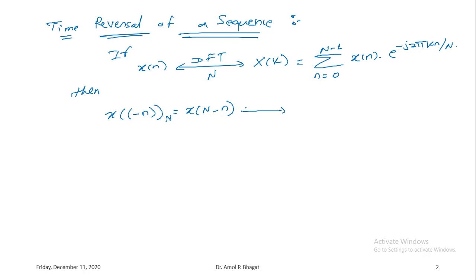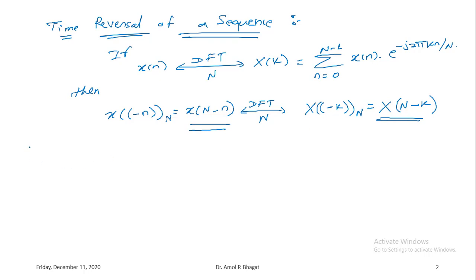So as per the time reversal of a sequence property, its N-point DFT will be X of minus k with suffix N, okay? So that means your discrete Fourier transform will be, again this k will be reversed, right? And again it is shifted by capital N, so it will be simply capital N minus k, right? So this is the time reversal of a sequence property. So reversing the N-point sequence in the time domain is equivalent to reversing the DFT values. As time has been reversed, its DFT values have been reversed in the frequency domain.